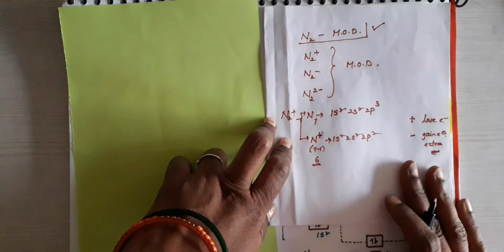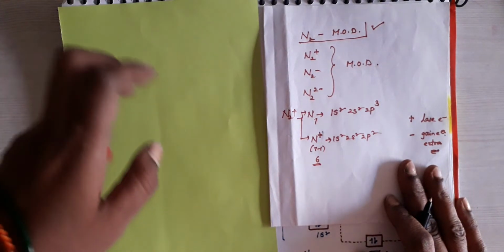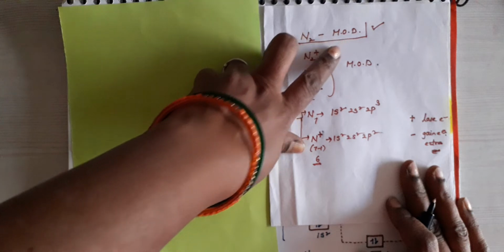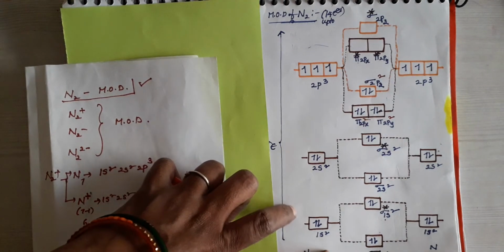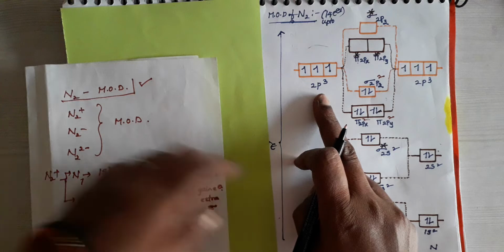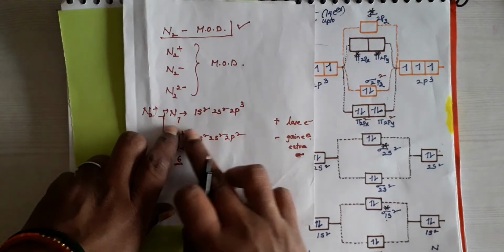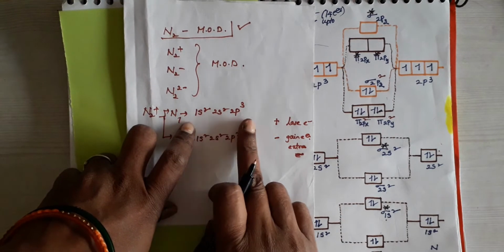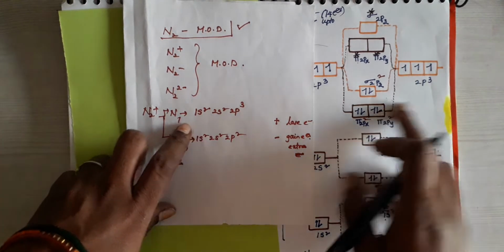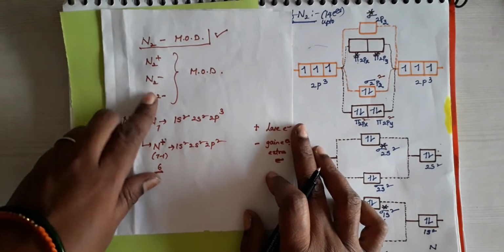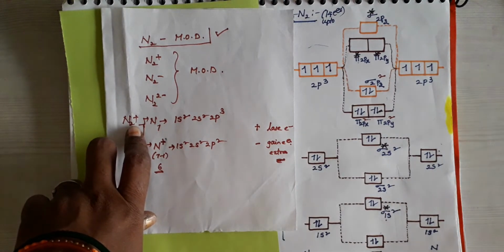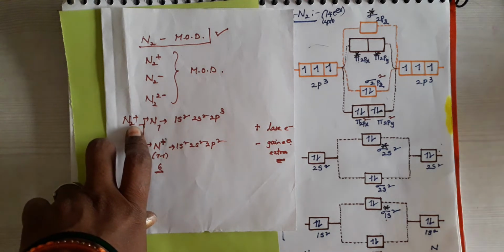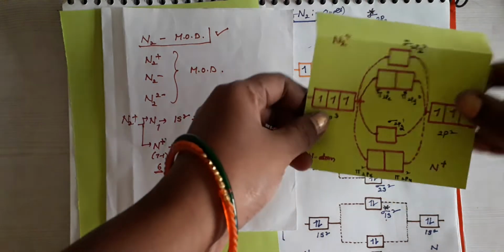For this purpose, first we have to observe the N2 molecular orbital diagram. In the previous class I explained. See here, this is the N2 molecular orbital diagram. On one side we have taken 1s2 2s2 2p3, because the nitrogen electronic configuration is 1s2 2s2 2p3. Here also 1s2 2s2 2p3. That is for N2. Now we are discussing the N2 plus ion. Up to here it is same.